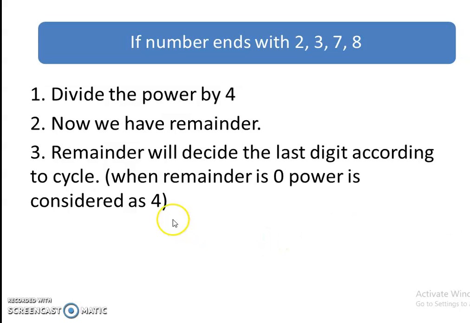So now we can say that if a number ends with 2, 3, 7, 8, we need to follow the same procedure. We divide the power by 4. After dividing, we have a remainder, and the remainder will decide the last digit according to the cycle of each digit. So when the remainder is 0, the power is considered as 4, right?